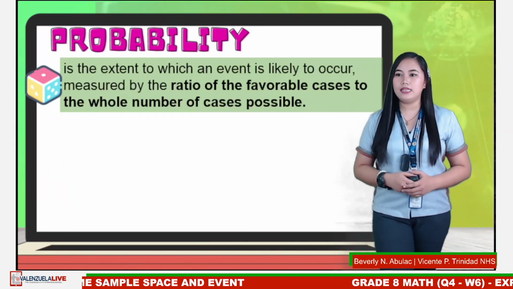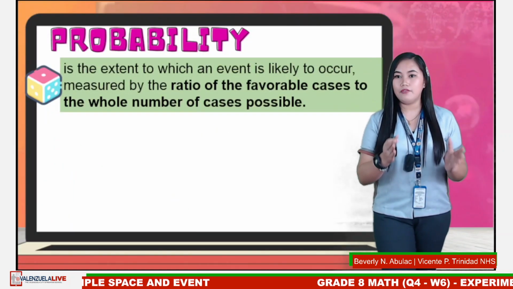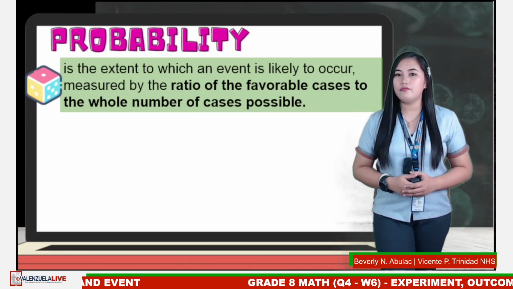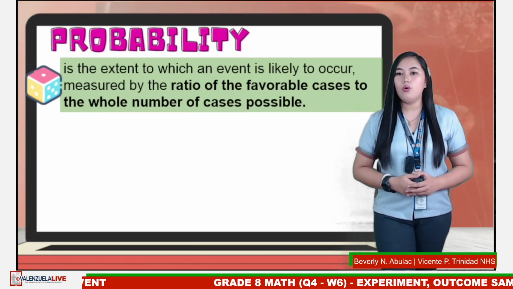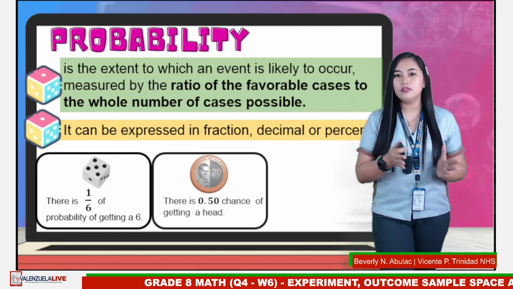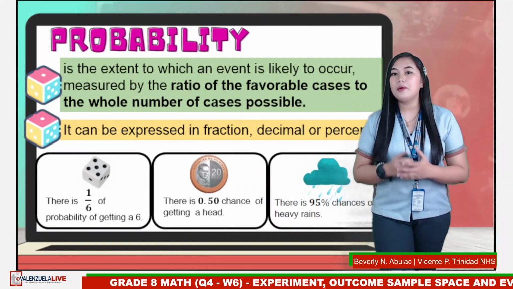Probability is the extent to which an event is likely to occur, measured by the ratio of the favorable cases to the whole number of cases possible. So it can be expressed in fraction, decimal, or percent.